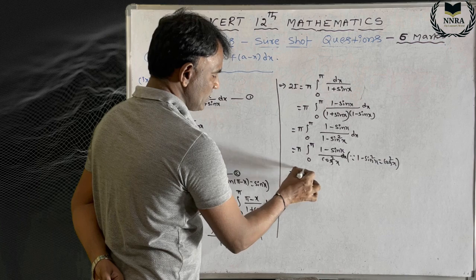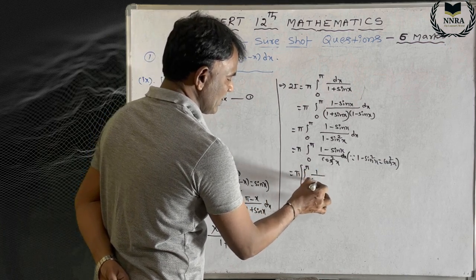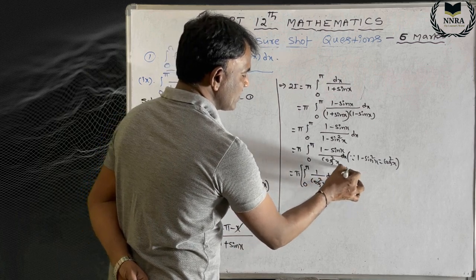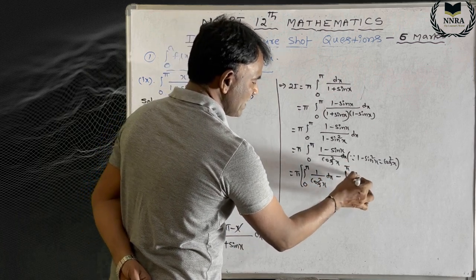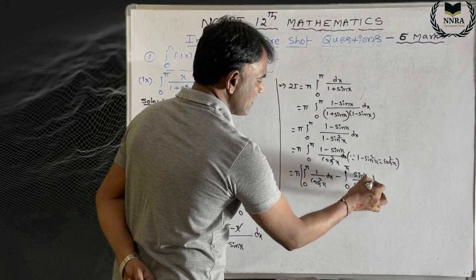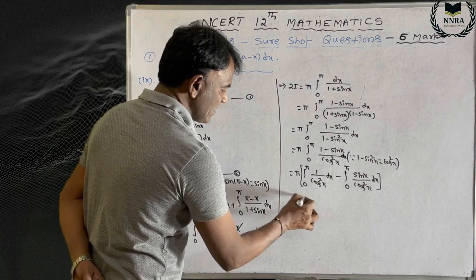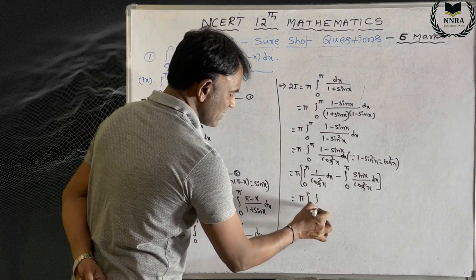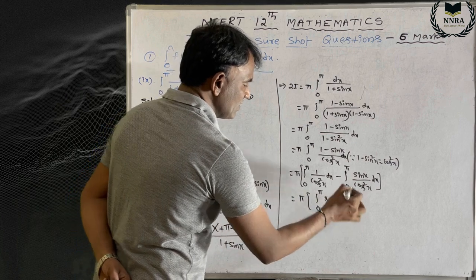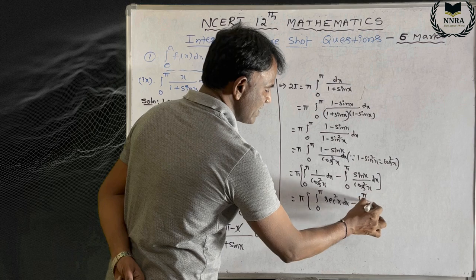So pi into integral 0 to pi. What is the first value? 1 by cos square x dx, right? And minus integral 0 to pi, sin x divided by cos square x, then dx. And 1 by cos square can be written as secant square. So integral 0 to pi, it is secant square x dx, minus 0 to pi. So sin by cos is tan.